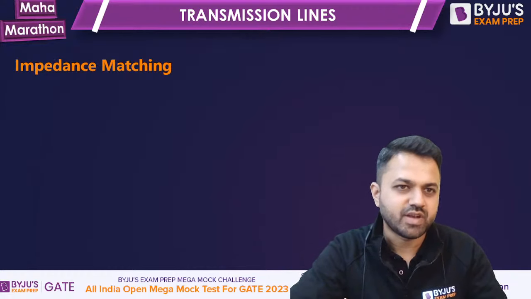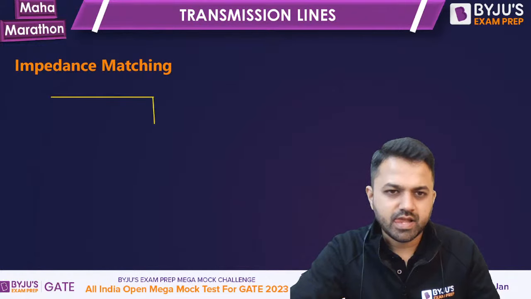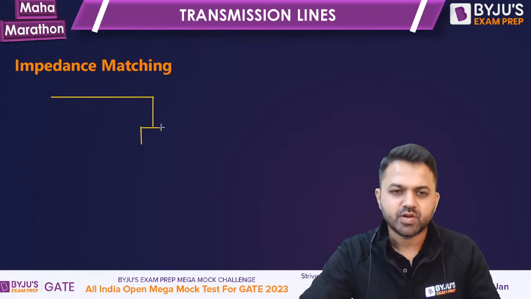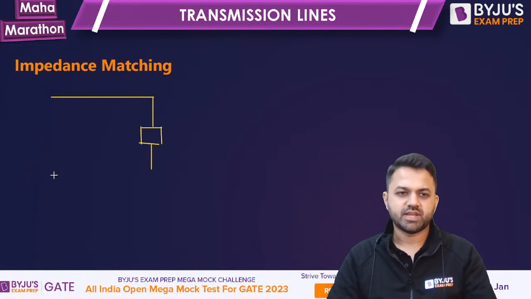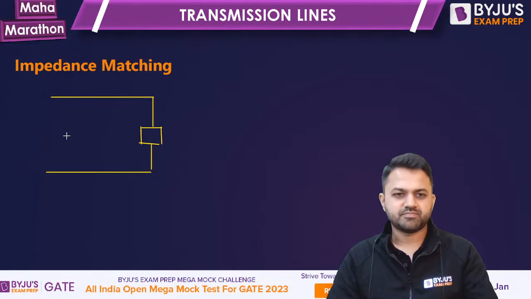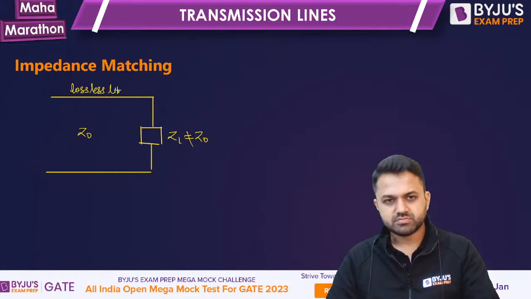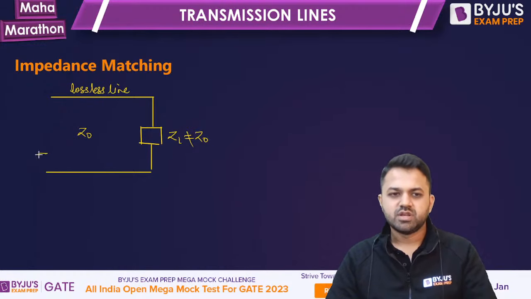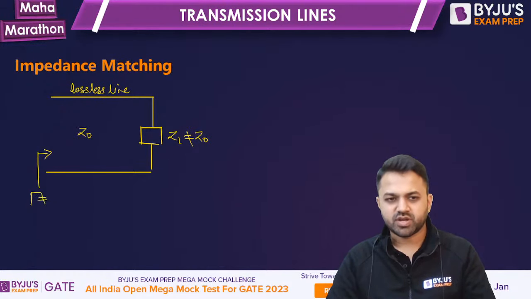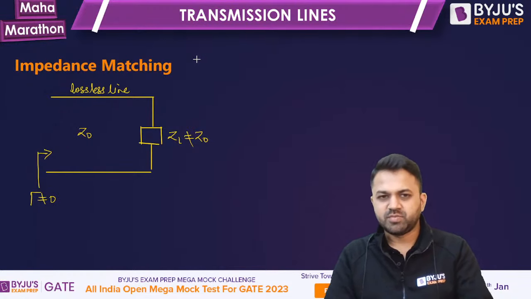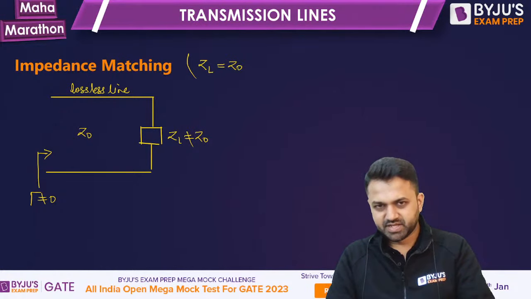Suppose we have this type of line. There is a mismatch, meaning this is the ZL, which is not equal to the characteristic impedance Z naught. This is the lossless line. Because ZL is not equal to Z naught, the reflection coefficient is not equal to 0 here. So, what do you mean by impedance matching? Impedance matching is that the load impedance should be equal to the characteristic impedance.